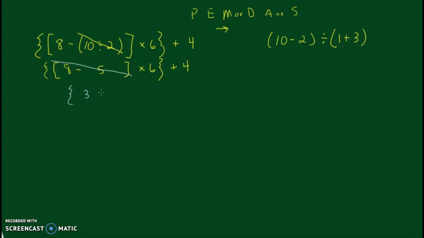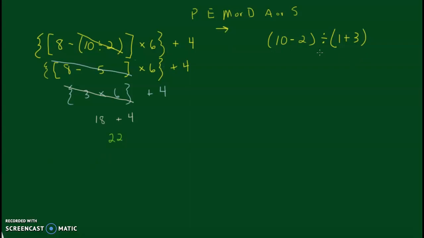So now I bring down my braces. For this step, I have to do what's inside the braces before I do anything else. So 3 times 6 is 18. So I'll bring down my plus 4, and then that brings me to the end of the problem. So 18 plus 4 is 22.